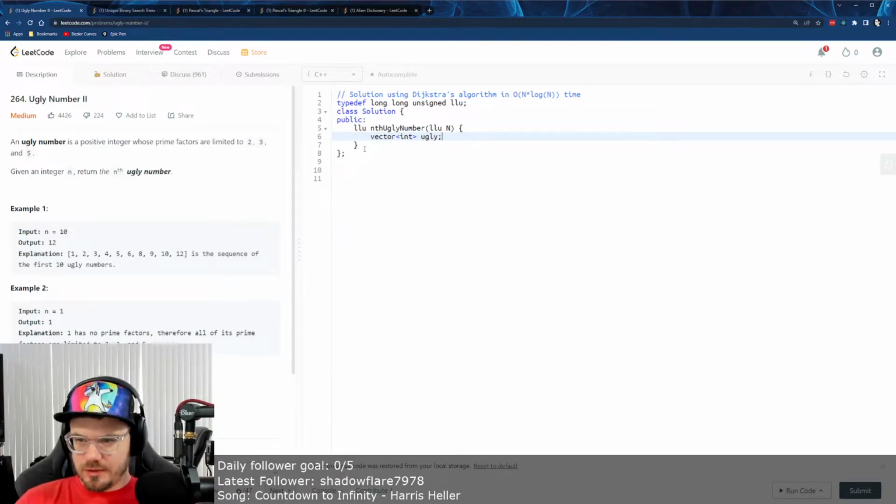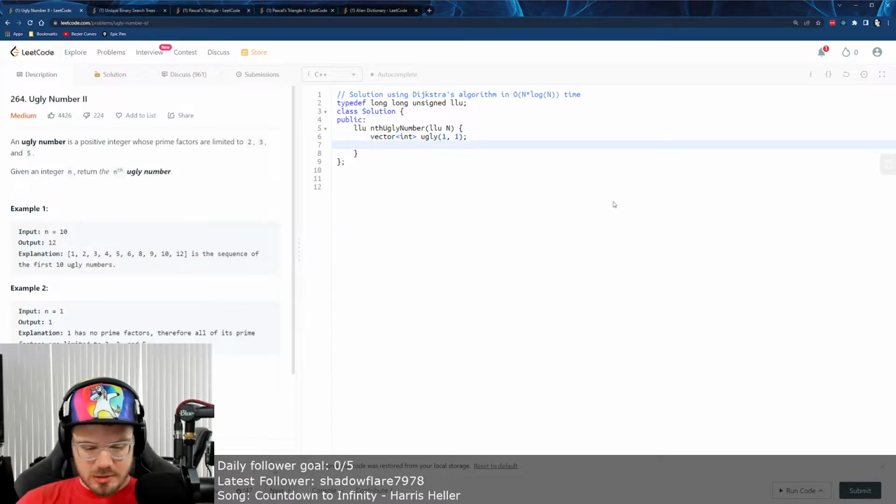So we start off our vector int ugly, and it starts off with size 1, with 1 as the only value, because 1 is the first ugly number. And then we're going to progressively generate more ugly numbers by multiplying the numbers that we already have by 2, 3, or 5. So because of that, we actually need 3 pointers. We need 3 indices, and the indices are going to correspond to the elements of the ugly number array.